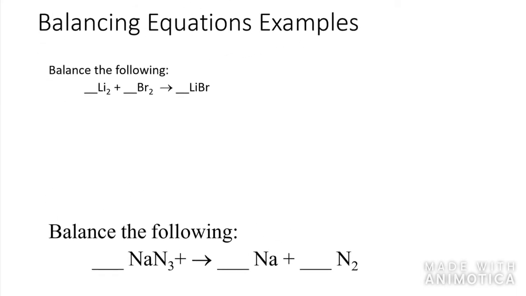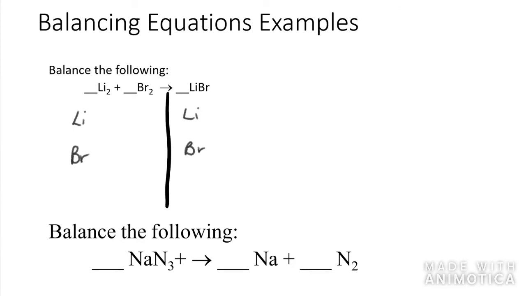So, first thing we do, draw our line. Second thing we do, write our elements. So we have lithium and bromine. Like I said before, I try and list out my metals first. On the reactant side, I'm going to list them in the same order, just to make it easier to see.